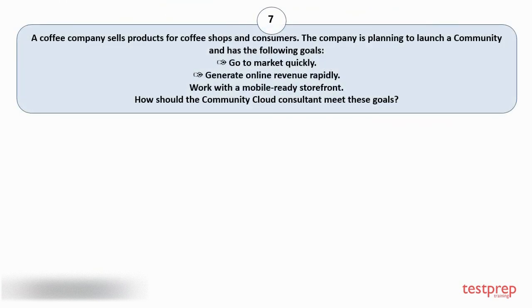Question number 7. A coffee company sells products for coffee shops and consumers. The company is planning to launch a community and has the following goals. 1. Go to market quickly. 2. Generate online revenue rapidly. 3. Work with a mobile-ready storefront. How should the Community Cloud Consultant meet these goals?